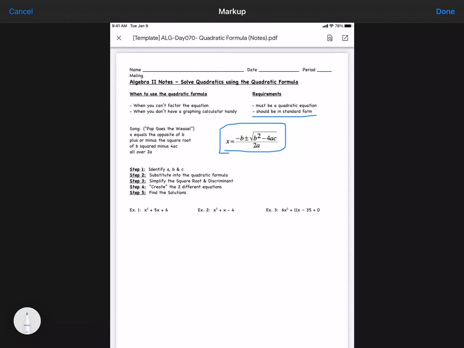And also it's easier if you put it in standard form, ax squared plus bx plus c. There's the formula: x equals negative b plus or minus the square root of b squared minus 4 times a times c, all of it divided by 2 times a. And there's a little song that helps you remember.